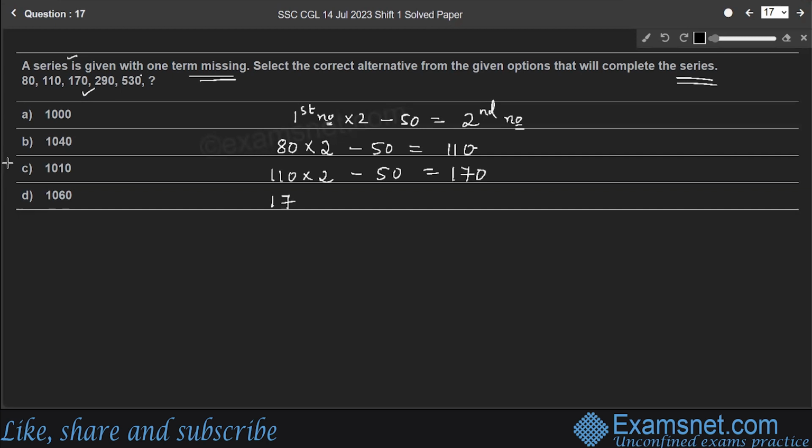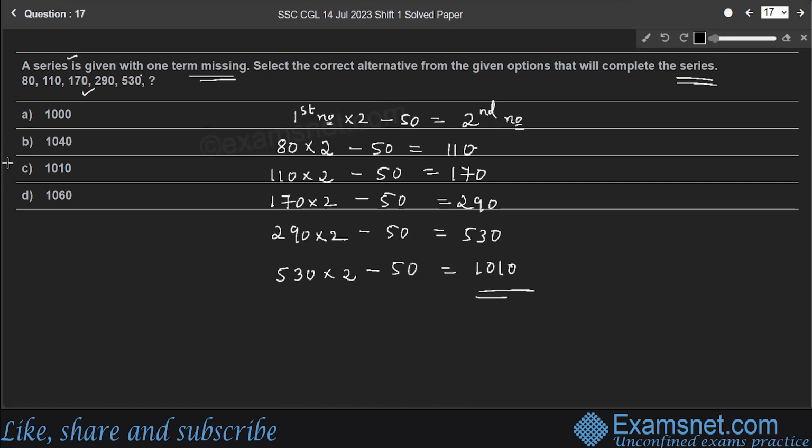In the same way, 170, the third number, into 2 gives 340, minus 50 gives 290. Whereas 290 into 2 gives 580, 580 minus 50 gives 530. Therefore, 530 into 2 gives 1060, minus 50 gives 1010, which is the last number. Option C is the answer. 1010 is the last number.